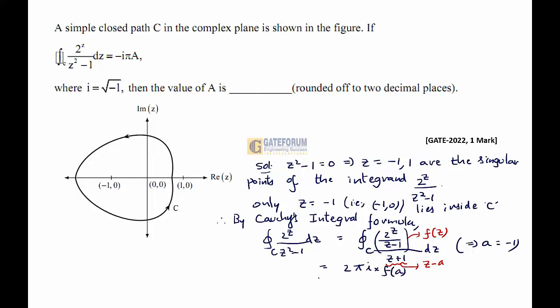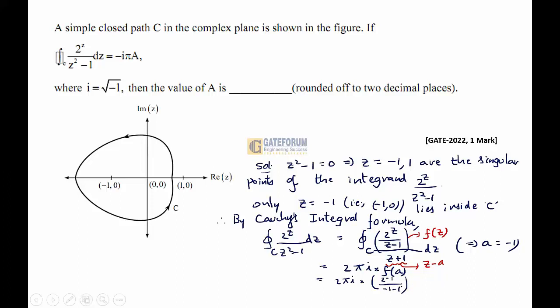Okay, so that is 2 pi i, this is f of z, 2 power z by z minus 1. There you put the value minus 1. So 2 pi i into 2 power z, with z equal to minus 1. In place of z, we have to write a, and that a value is minus 1. So 2 power minus 1 divided by minus 1 minus 1.